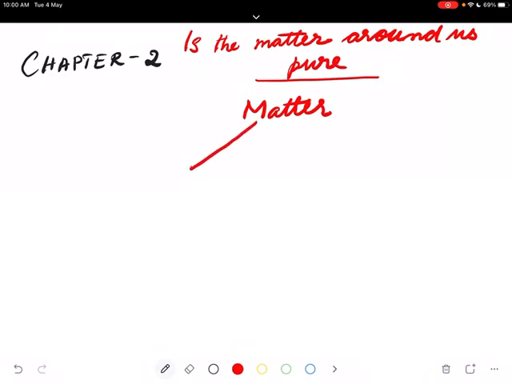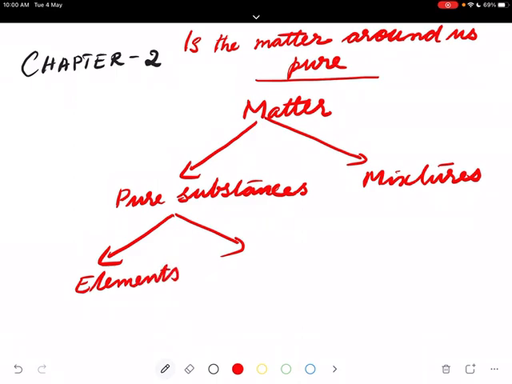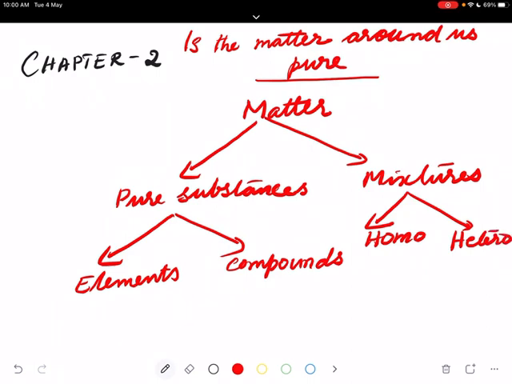Matter is classified into pure substances and mixtures. Pure substances are again classified into elements and compounds. Mixtures are classified into homogeneous mixtures and heterogeneous mixtures.